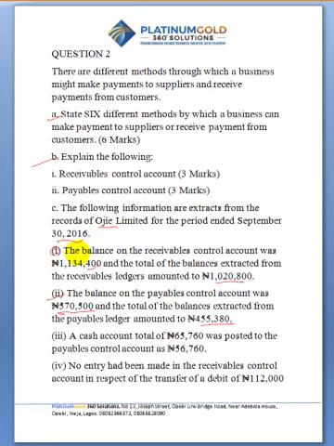Number 3, a cash account totaling 65,760 was posted to the payables control account as 56,760. There is an error, a transposition error. And what did I tell you about the transposition error? Let me take you back to the final note I gave you on transposition error.